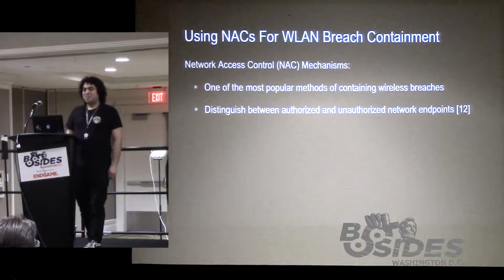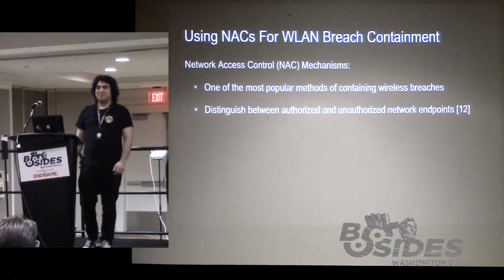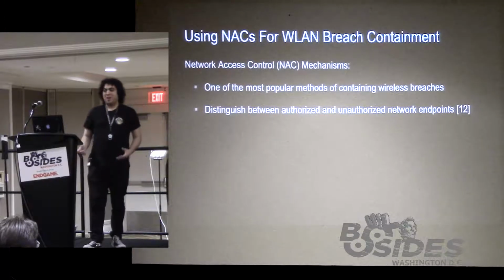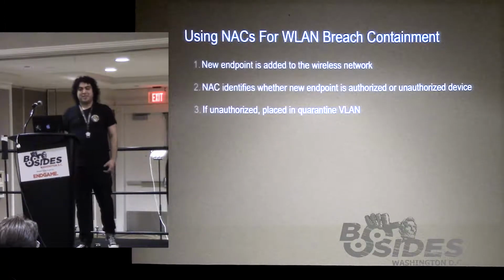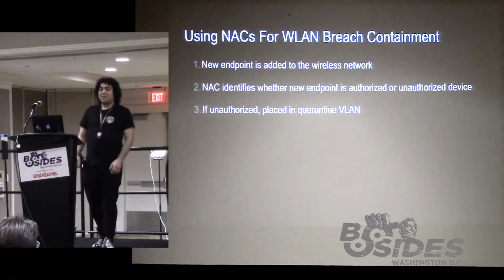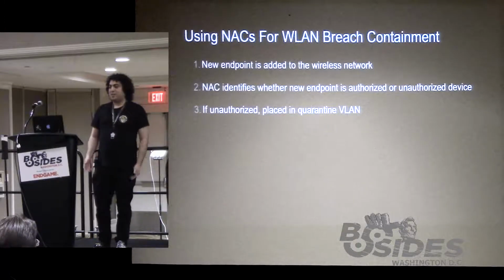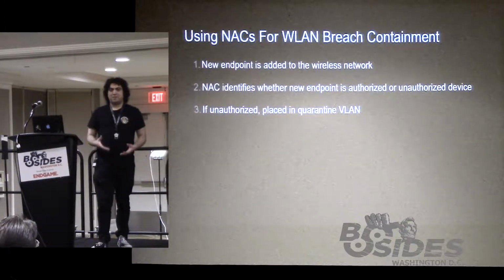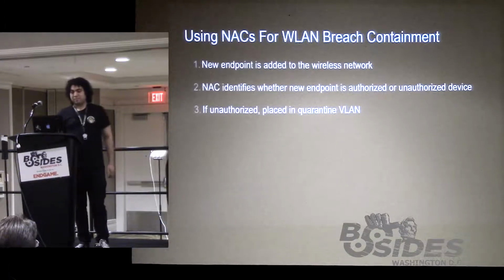So the most popular way by far of addressing the problem of breach containment is to use a NAC mechanism to distinguish between authorized and unauthorized endpoints as they're added to the network. So the idea here is a new endpoint is added to the network, aka a new device connects to the wireless network. The NAC identifies whether this new endpoint is authorized to be there or not. If it's not authorized, some kind of restriction is placed on the device, usually placing it in a quarantine VLAN where it can't really touch anything.